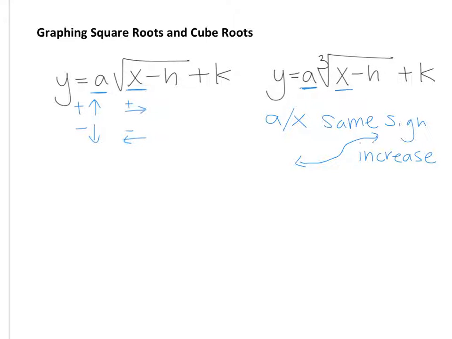And if A and X are different, one's positive, one's negative, then it will decrease, start high on the left and go low on the right. And then the point from the equation, H, K, is the middle value called the inflection point instead of the starting value.